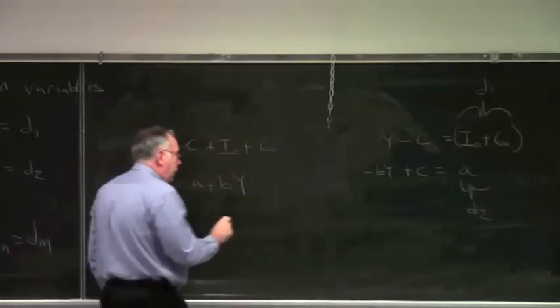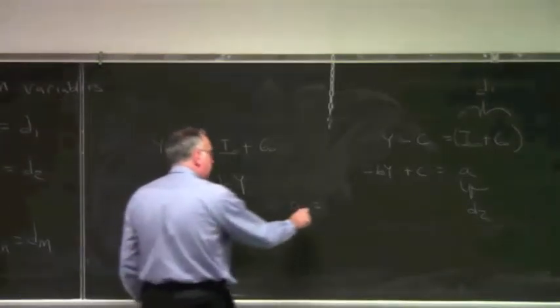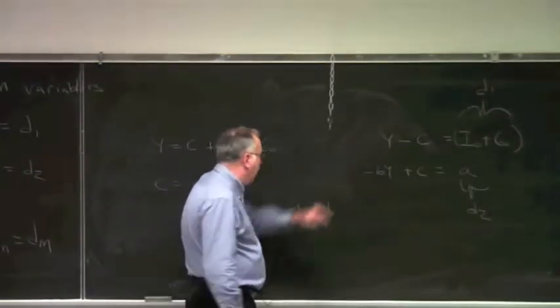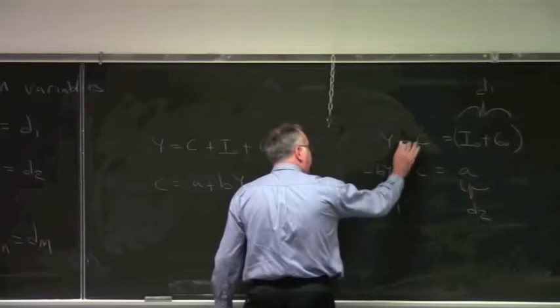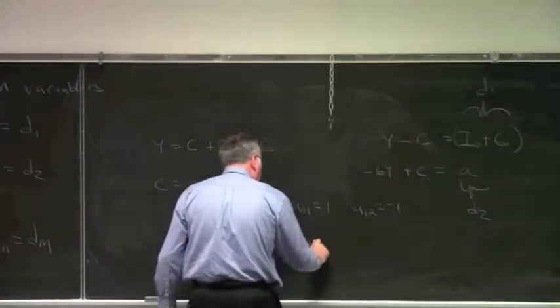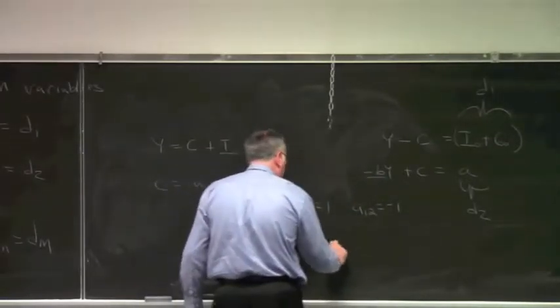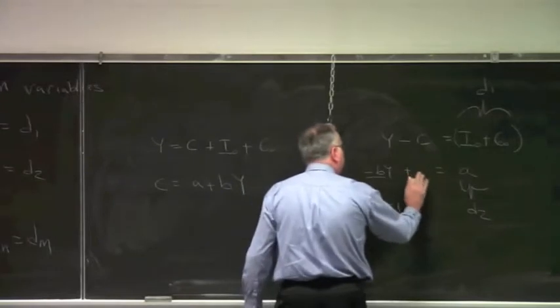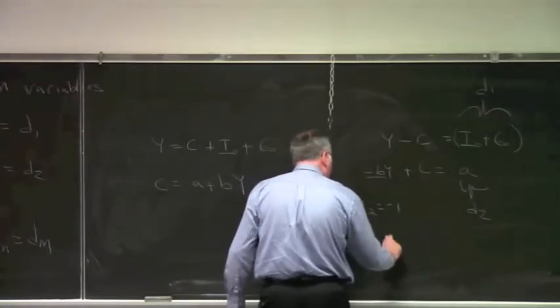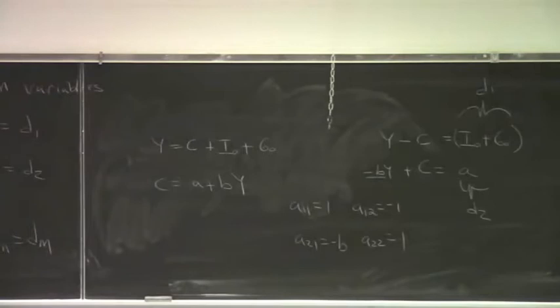What is a11 now in this model? 1. It's just the coefficient on Y right here. What is a12? Negative 1. It's just this coefficient right here on C. What is a21? Minus b. And what is a22? This is a capital C here. 1. So if you want to write it in this matrix algebra format, that's the way you'd have to transform it.